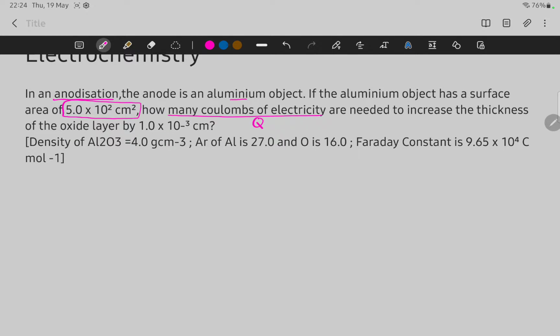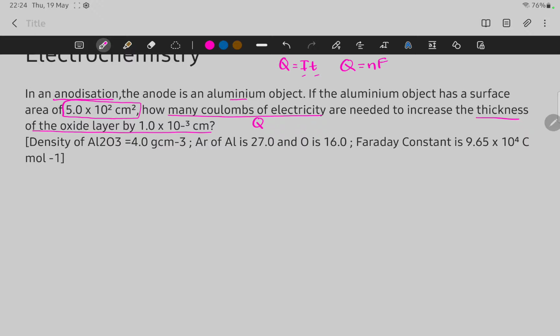The Q. Okay, this is kind of easy when you look at the equations given that you memorized. It's kind of easy, right? Just by identifying some of these, you can get the Q. Okay, let's see how easy it's going to be. Are needed to increase the thickness of the oxide layer by 1.0.